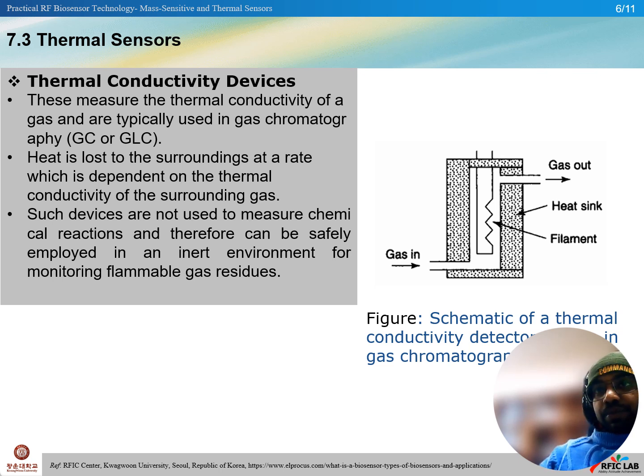As in the schematic diagram of thermal conductivity detection in gas chromatography, we can see the gas goes in and we have the filament which heats the gas. Then we have outside the heat sink where the heat is dissipated, and at last the gas goes out.